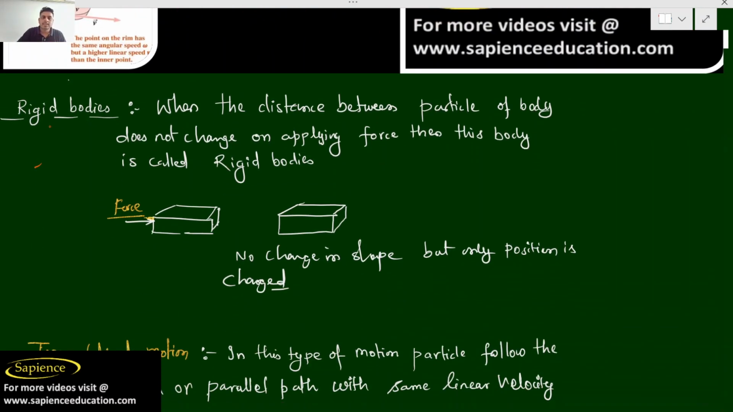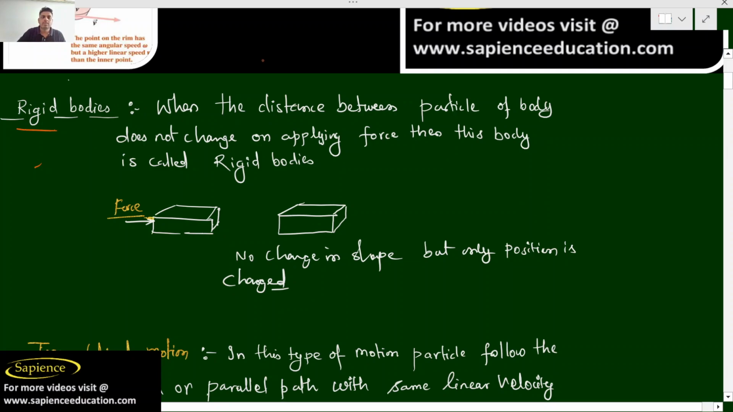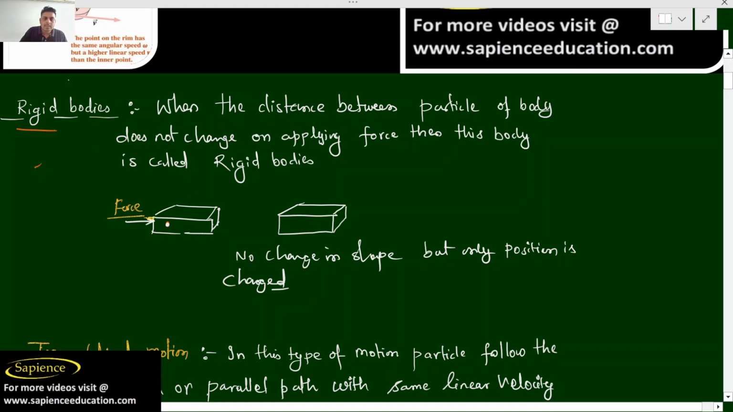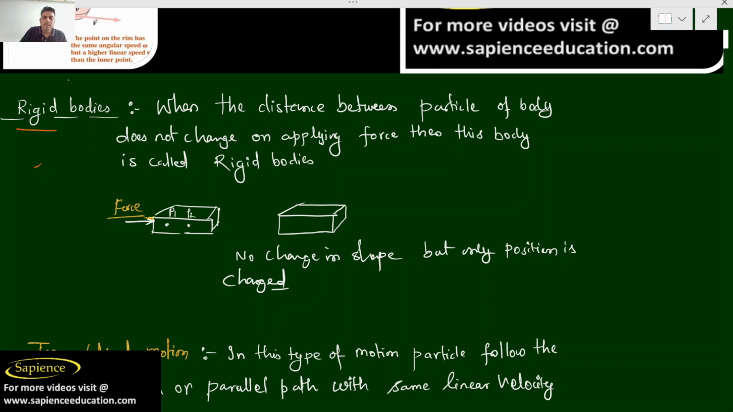So what is a rigid body? When the distance between the particles of a body does not change on applying a force, then these bodies are called rigid bodies. For example, let us consider there are two particles, particle 1 and particle 2, and the distance between them is suppose x.